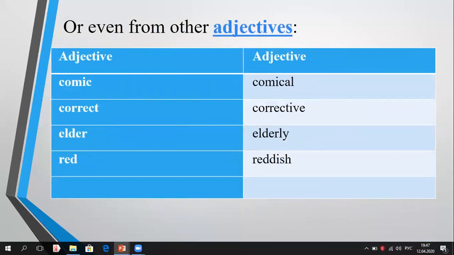Or even from other adjectives. Adjectives are also formed from other adjectives. For example, the word comic, this word itself is an adjective, but from this word also we can form an adjective too. Comical, correct, corrective. Elder, elderly. Red, reddish.